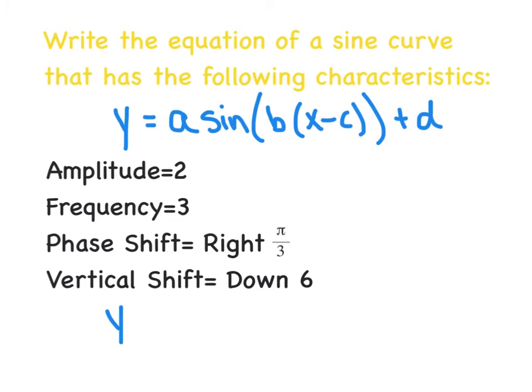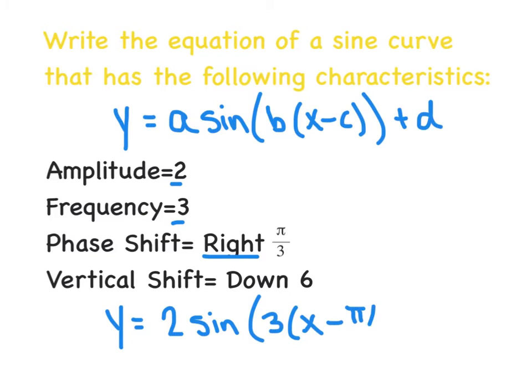So if I plug in all the appropriate information, I'll substitute the 2 for a. The frequency is a 3. My phase shift, now we're going to the right, so I'm going to keep this as a minus pi over 3. That's going to push it to the right. And then we're going down 6, so I need to subtract 6. And that's exactly what my equation would look like.